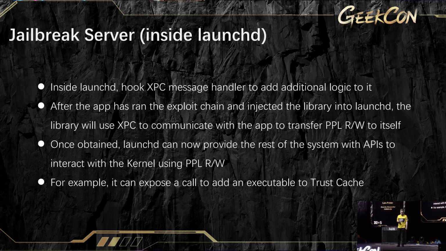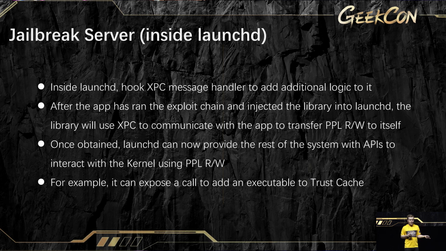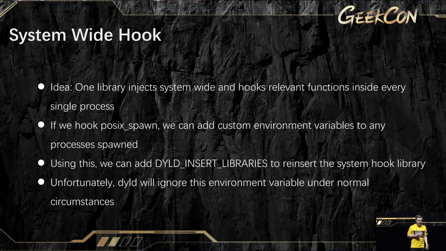And yeah, what we also do is we inject this library inside launchd, and then we do a physical read-write handoff to launchd. So launchd now has our code running, and it has physical read-write, including writes to PPL pages. And now we can essentially add an API call inside launchd to add some executable to trust cache. But now that we have this API, we still need to make the rest of the system use it.